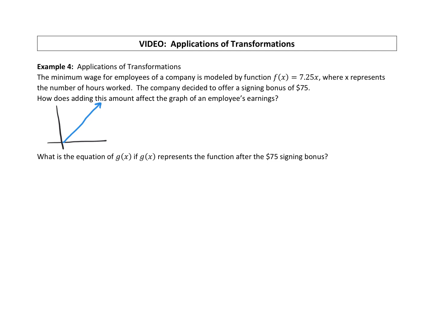Now, if we get a signing bonus, what that's going to do is it's going to take our wages and raise it by $75. So instead of starting at 0 money earned, now we're going to start at $75 and then we'll get paid $7.25 per hour. So how does adding this amount affect the graph of an employee's earnings? We can see that it is a vertical translation. It shifts the earnings up $75.